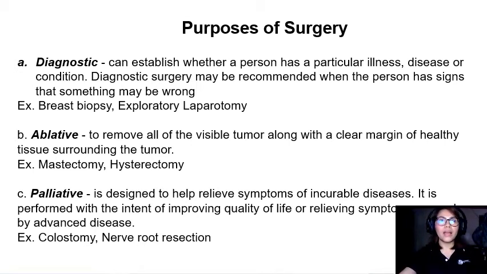Letter B, we have the ablative. It is to remove all of the visible tumor along with a clear margin of healthy tissue surrounding the tumor. Basically, ablative refers to removing abnormal cells, abnormal tissue cells within your body. For example, your mastectomy, piko ng inyohang breast, no, if it is possible that there is cancer cells within your breast, and also hysterectomy, removal of your uterus. So those are examples of ablative surgery.